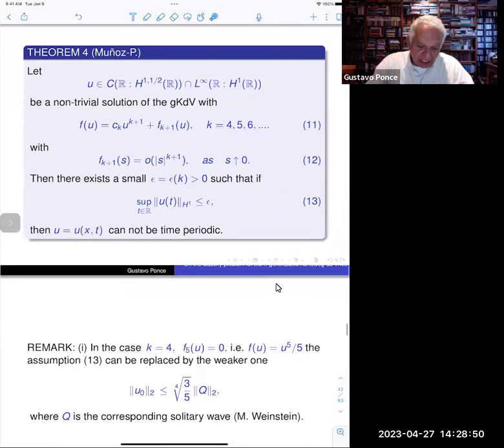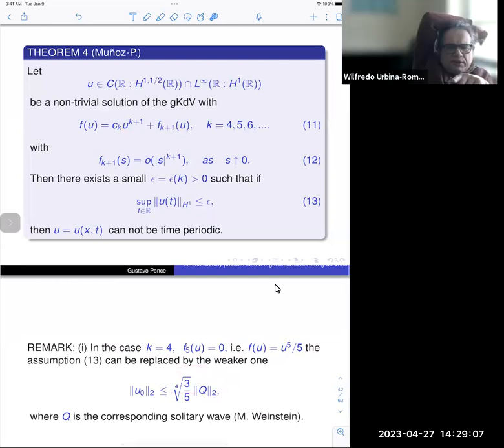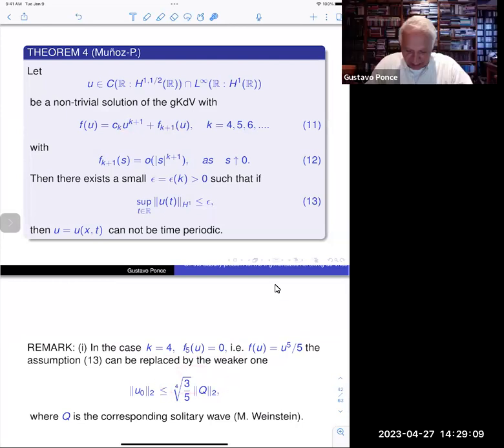And then you can even be very precise and say how small you need to be in order to guarantee the result. You have to be smaller than this number, if you have exactly the power 4 here and you don't have a perturbation. Q is the traveling wave. Yes, Q is Q4 in this case. You can make it very precise.